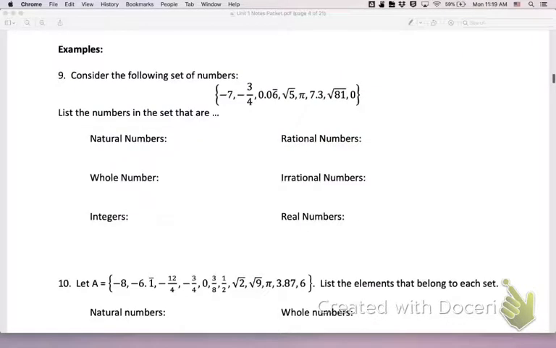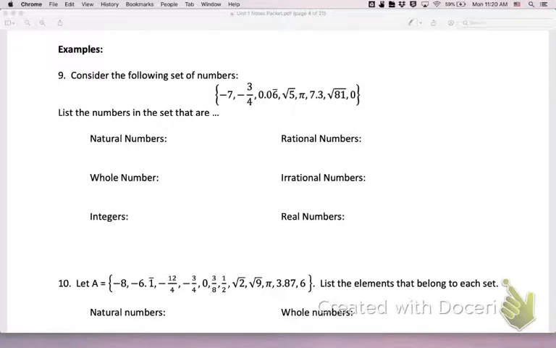Okay, so for number 9, what we want to do is take this set of numbers that we've got here and list all of the numbers in the set that come from each of the subsets, okay? So, natural numbers. Natural numbers must be just counting numbers. They must be positive, and they cannot include 0.